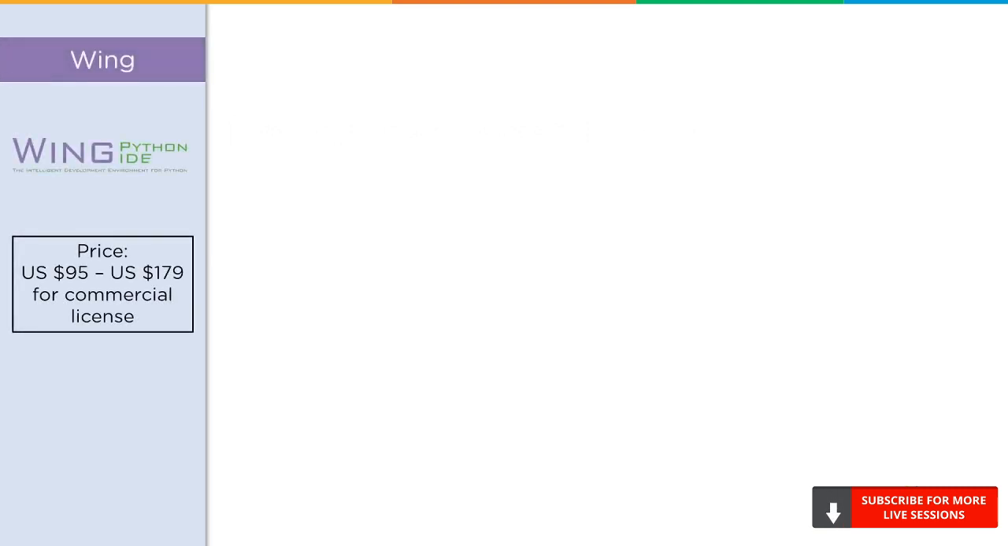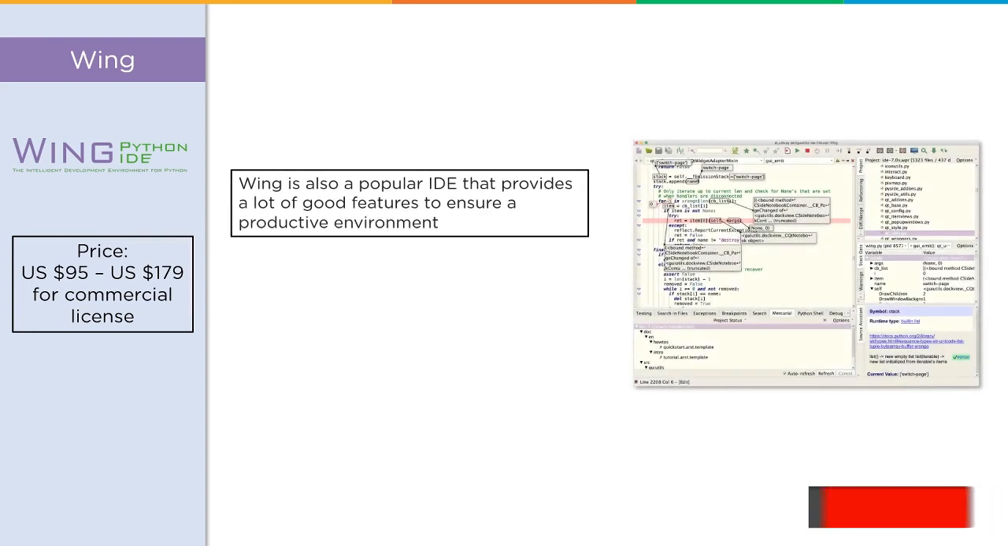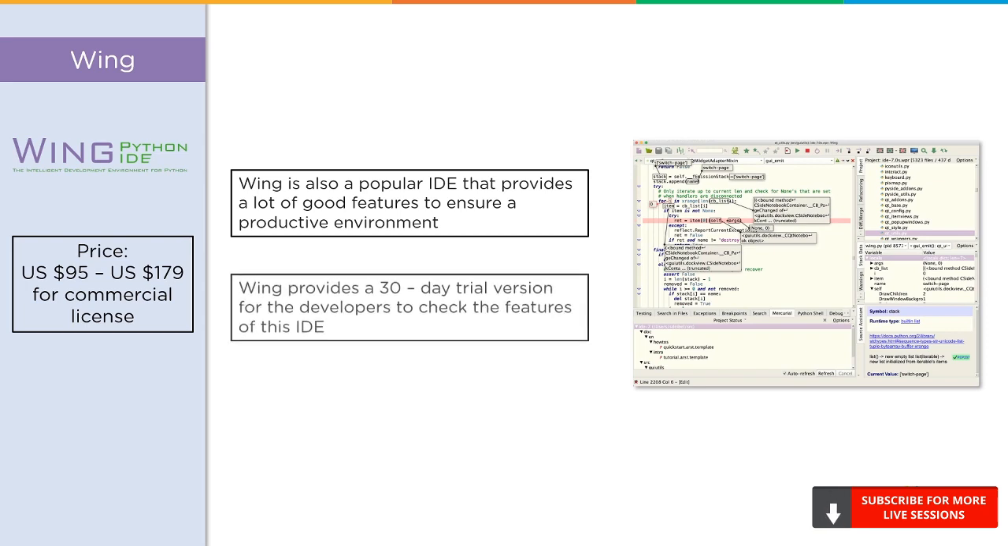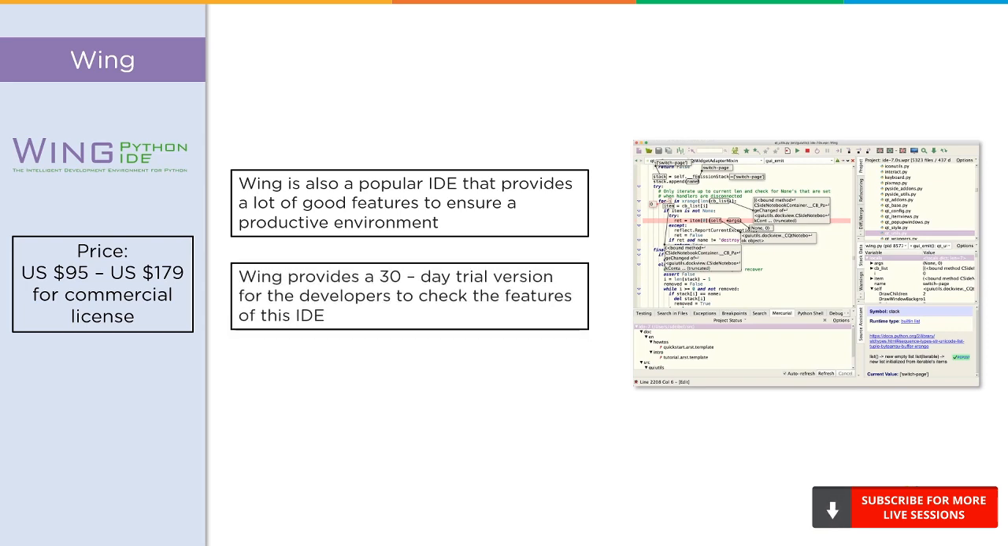Followed by Thonny, we have Wing. Wing is also a popular and powerful IDE in today's market with a lot of good features which the developers require for Python development. It comes with a strong debugger and a smart editor that aims to make Python development interactive and fun. Wing is a paid IDE and the pricing ranges from $95 to $179 depending on the variants. It also provides a 30-day trial version for the developers to have a taste of all its features.